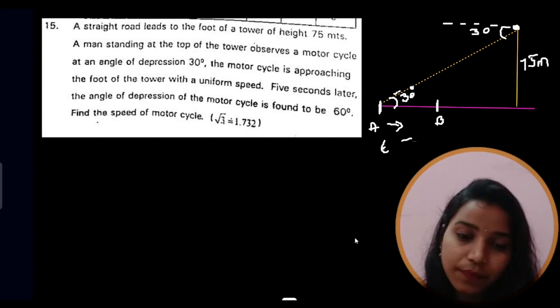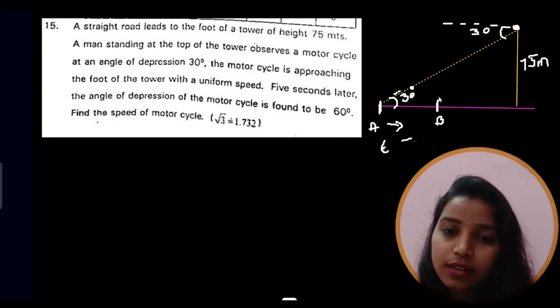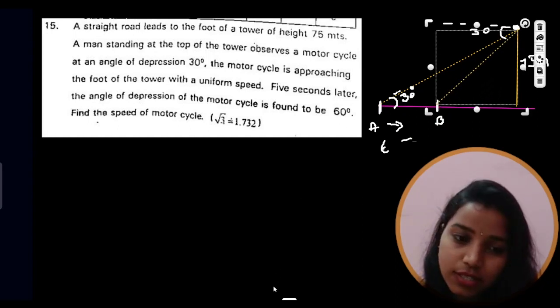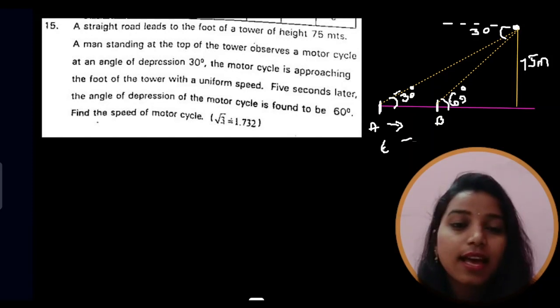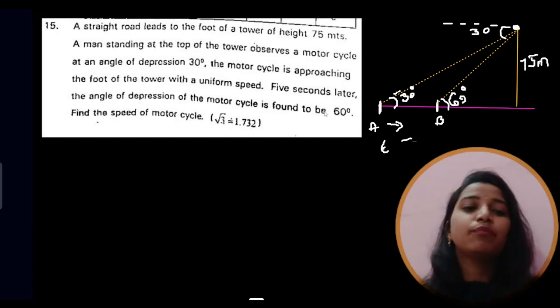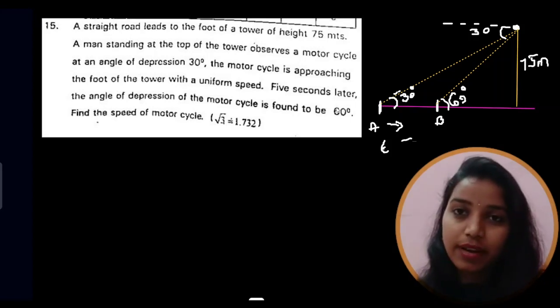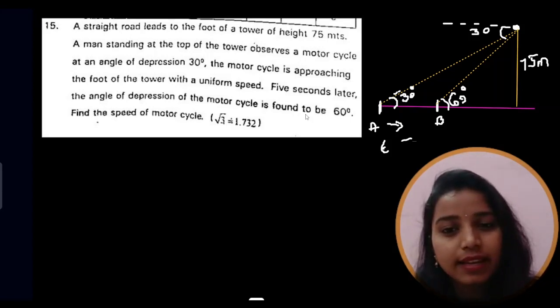So from here, the angle of depression is 60 degrees. Let's write it: this is 60 degrees. And what is it asking exactly? The speed. It's asking for the speed, right? So how do we find the speed here?